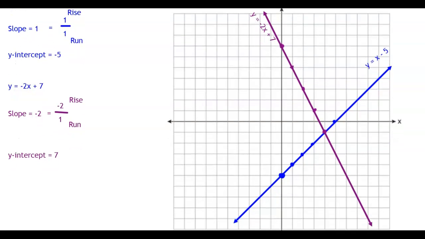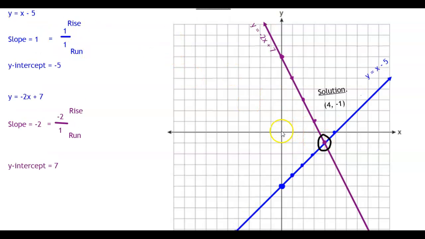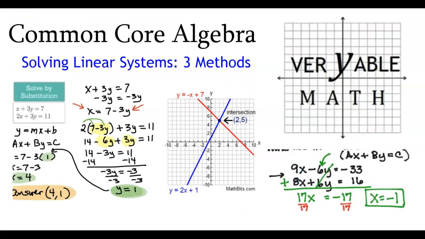So now I'm going to take a look at my graph and try to identify where the solution is. Pretty easy to spot because the solution is where both lines intersect. That's this point here. So in order to correctly and completely answer this question, I need to state my solution, which looks like this. I've identified the point at which these two lines intersect is (4, -1). So there's my solution.